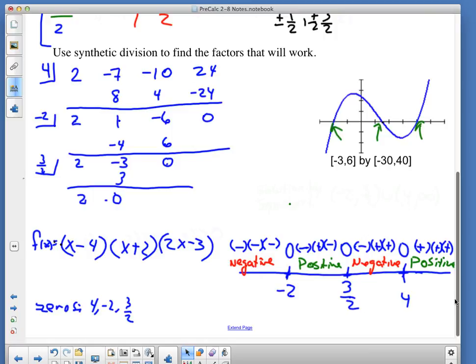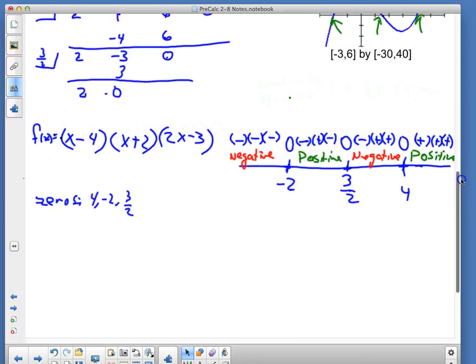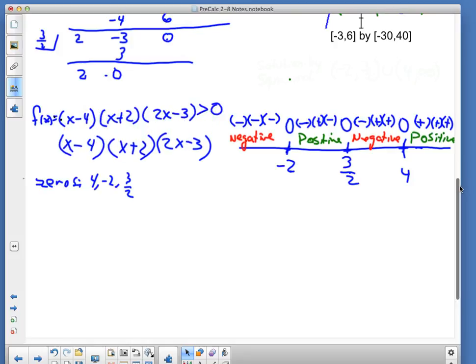Okay, now I'll wait for you guys to get that done because I just don't want it to be a mystery how I do that. And remember, I'm taking these factors and putting in a value less than negative 2, like negative 10. This is negative. They're all three negative, that's why it's negative. Something between negative 2 and 3 halves, 0. I love putting in 0. I got a negative, a positive, and a negative.